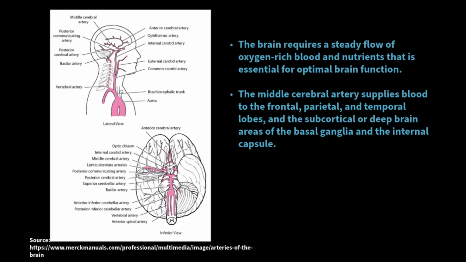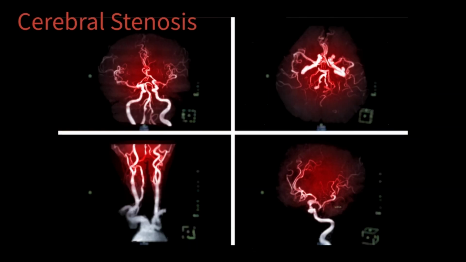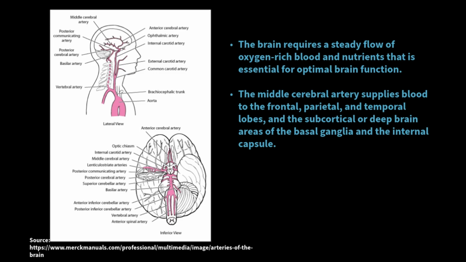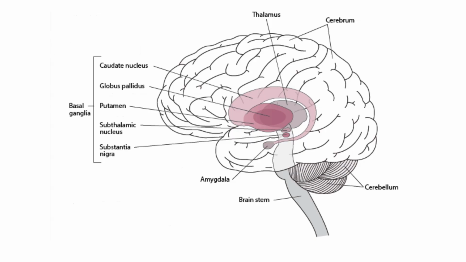We know from reviewing the documentation that the patient suffered a stroke in the left middle cerebral artery due to stenosis or narrowing of the vessel. The brain requires a steady flow of oxygen-rich blood and nutrients that is essential for optimal brain function. The middle cerebral artery supplies blood to the frontal, parietal, and temporal lobes and the subcortical or deep brain areas of the basal ganglia and the internal capsule.